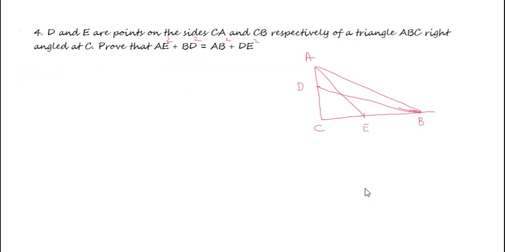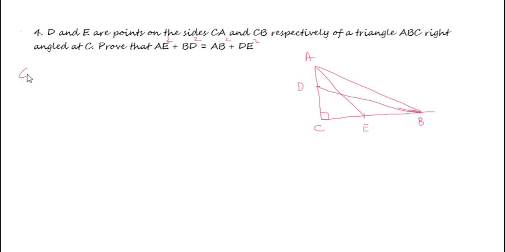Next exercise, fourth one. D and E are the points on the sides CA and CB respectively of a triangle ABC, right angled at C. So at C, this is 90 degrees. Prove that AE square plus BD square equal to AB square plus DE square. So D and E are the 2 points on AC and CB.